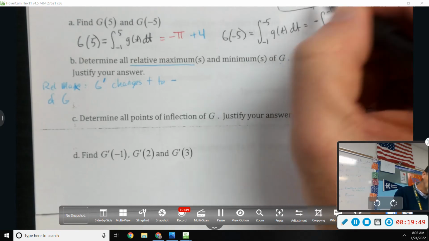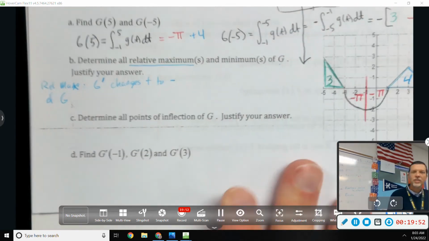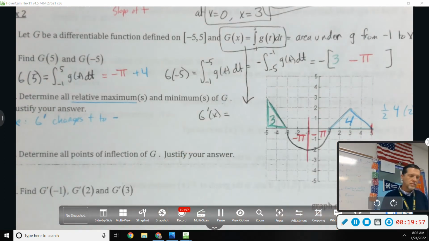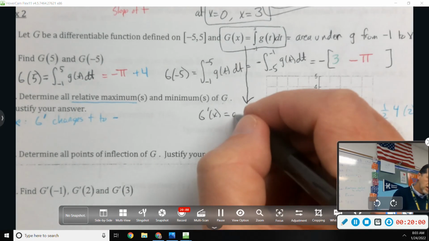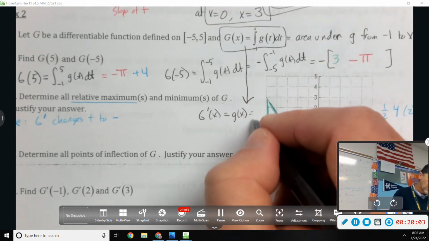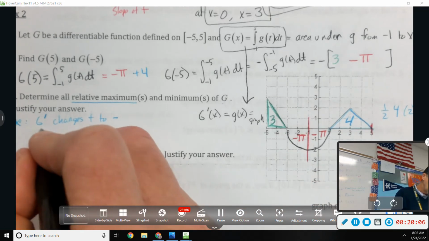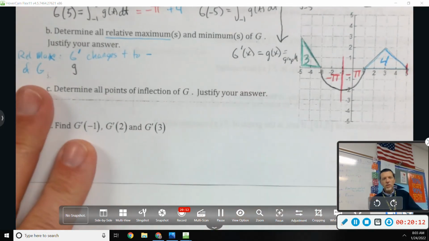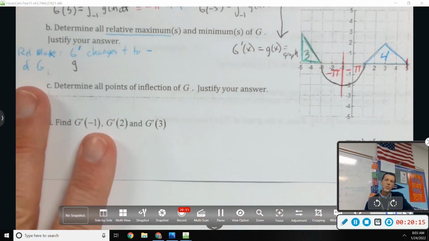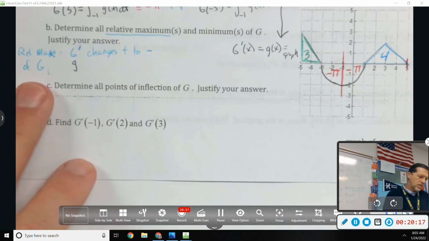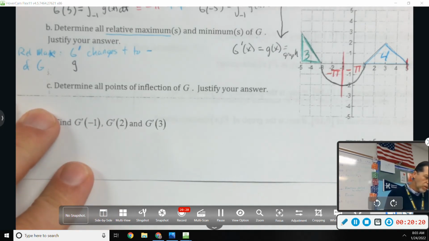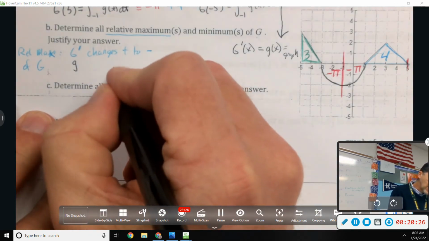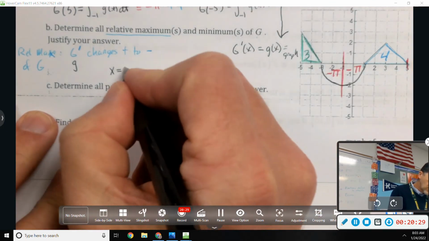But what's big, and here's where you're headed, I think. What is the derivative of big G prime? Little g. Yeah, which is the graph. So I want to know where big G prime, but that's the same thing as little g, changes positive to negative. So where does that happen? Where does it change from positive to negative? Yeah, just -3.